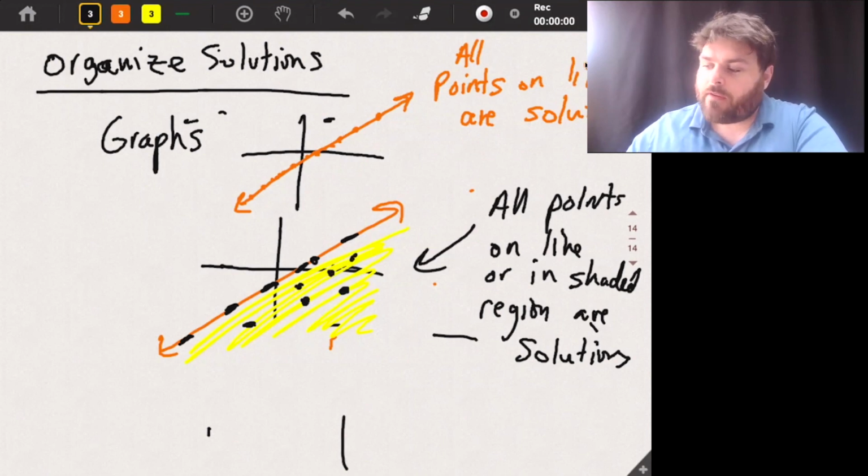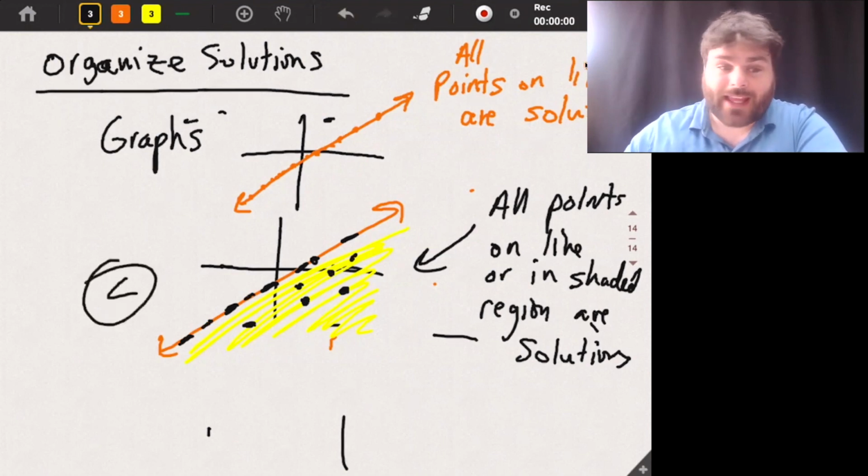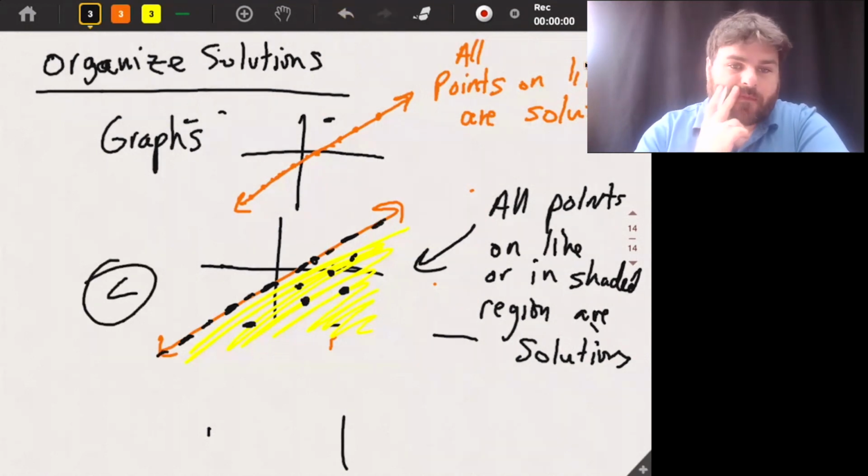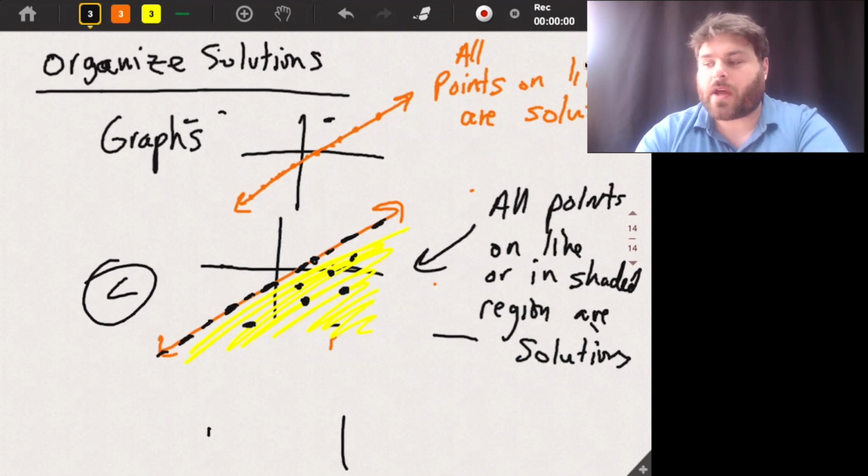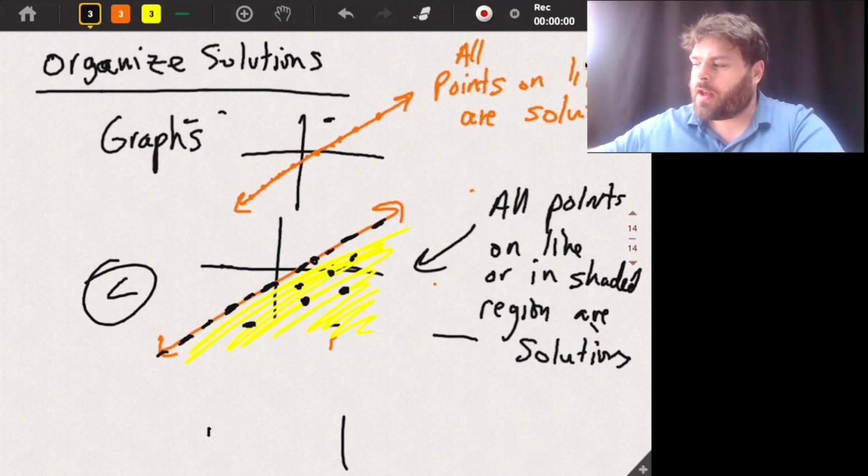solution. Now remember, if you're not allowed to be on the line, like if you have a less than but not less than or equal to, just strictly a less than, you'll see that this line here will be dotted, okay, to indicate that you're not actually supposed to be on that line. All right, so graphing, that's one way that we're going to see solutions.